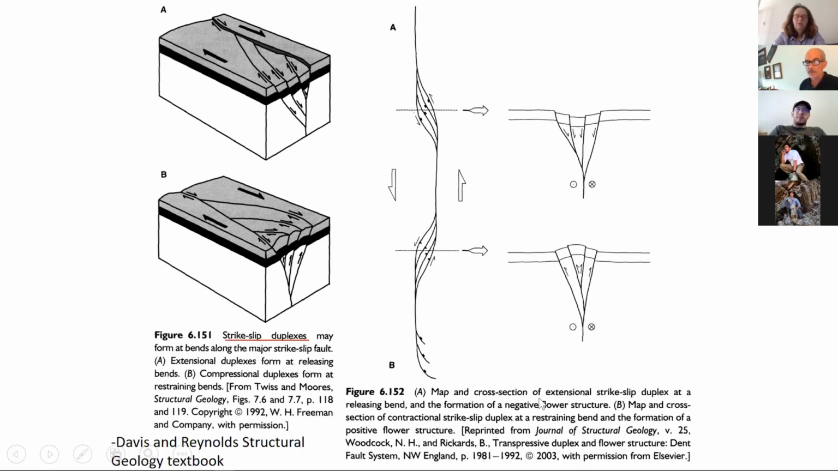And it's a convenient model. We don't always see it that often. It's probably oversimplified, and obviously it can vary along strike, but you can have, as they showed here, the negative flower structure, something that's a little more extensional or transtensional, or a positive flower structure, something that's a little more transpressional, driving some uplift.